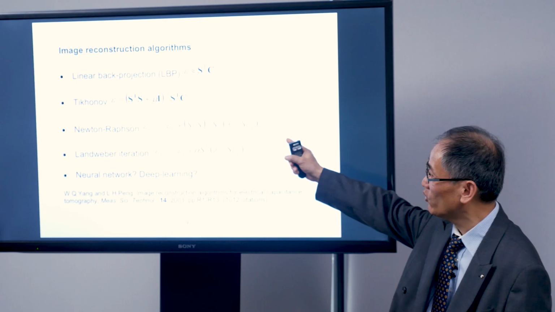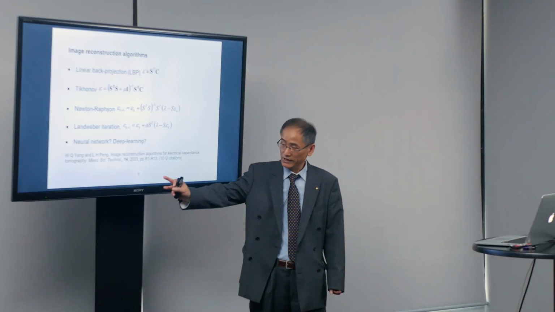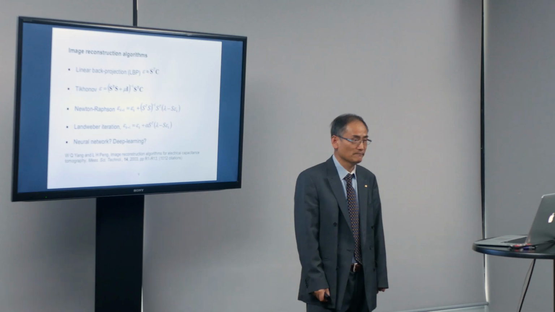Let's start from a simple one, like a linear backprojection. A little bit more complicated, like Tikhonov. More complicated, like a Newton-Raphson, Landweber. Now in the future, we can consider whether or not we can make use of neural network, deep learning, even AI for image reconstruction. In 2003, I published a paper on this topic. So far, this paper has been cited 1,000 times.